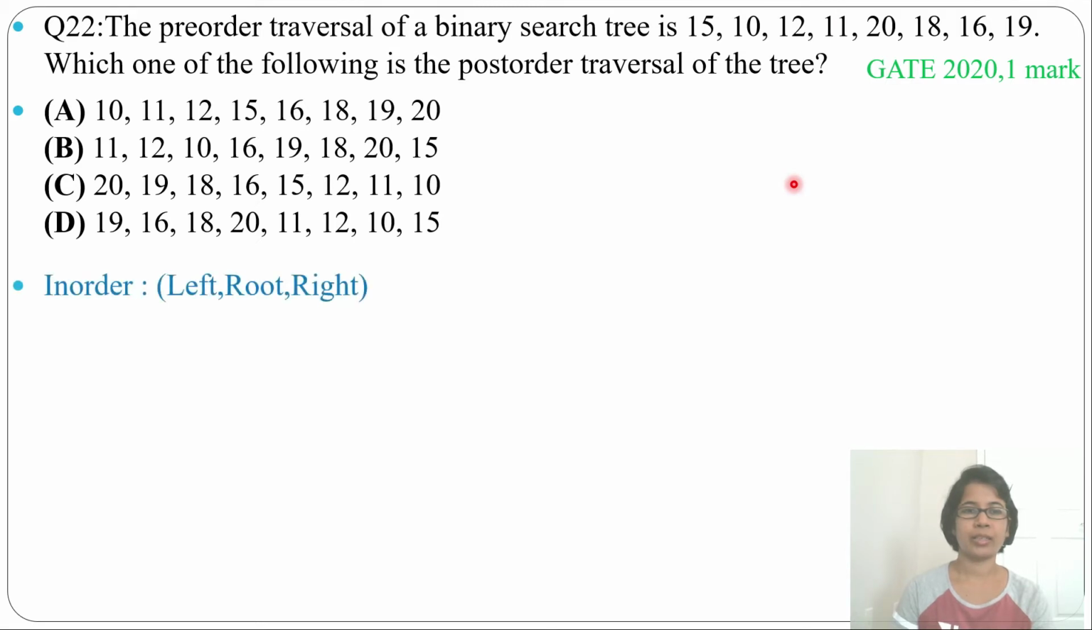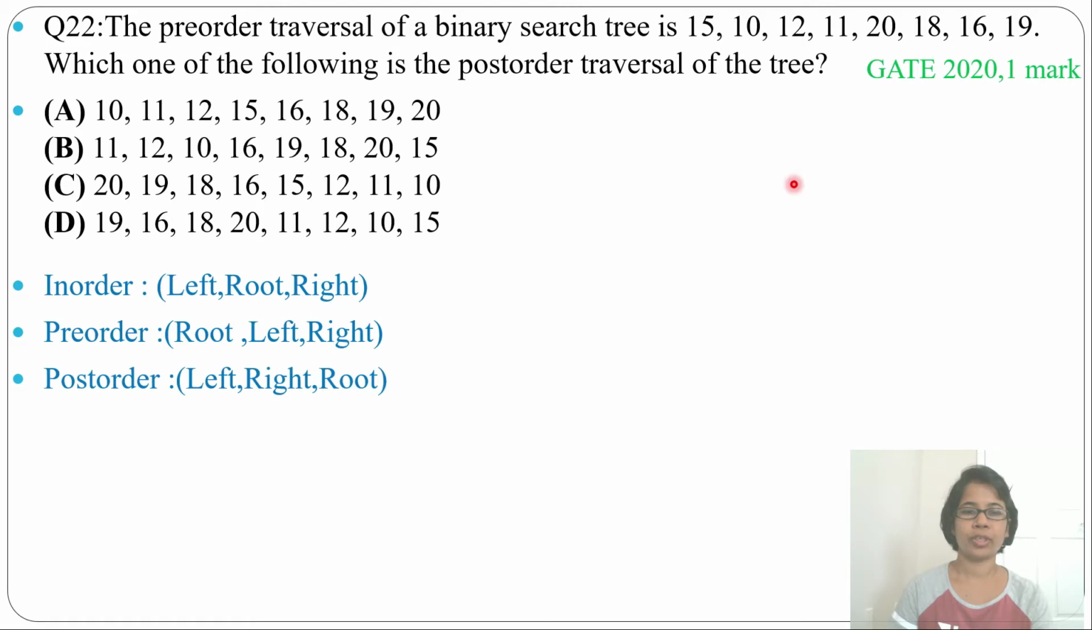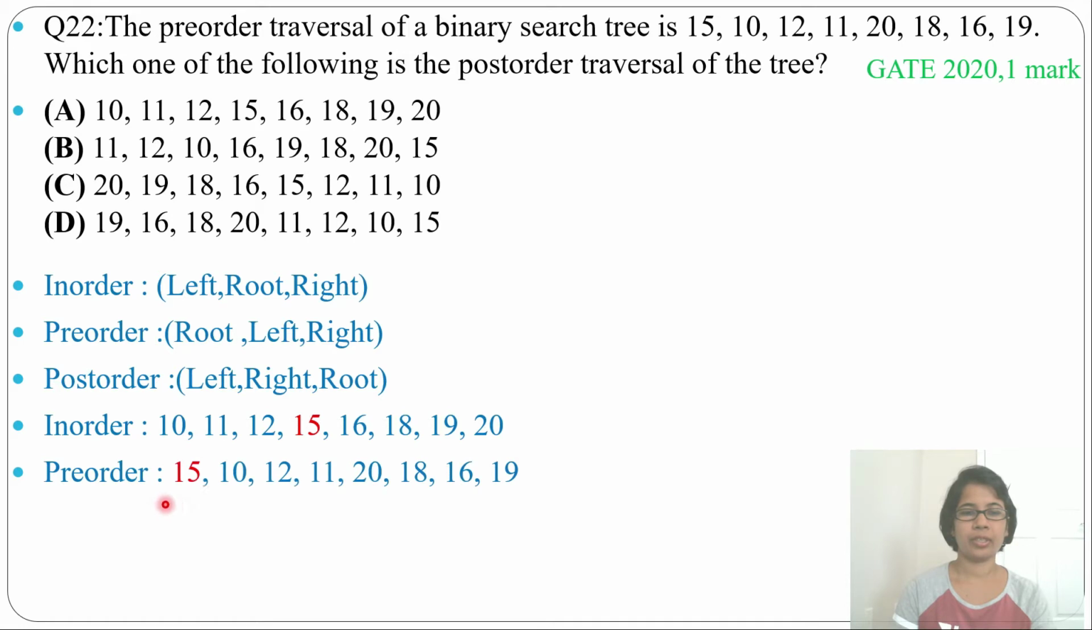So what is in-order? In-order is left, root, right. Pre-order is root, left, right. Post-order is left, right, root. So now the in-order for this list will be just sorting this list. So we are just sorting this list. So this is the in-order and pre-order is this.